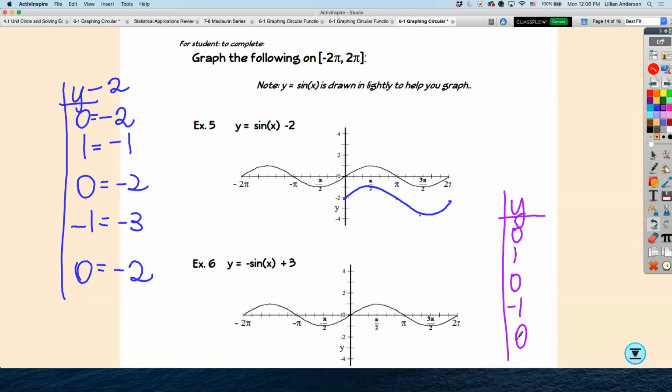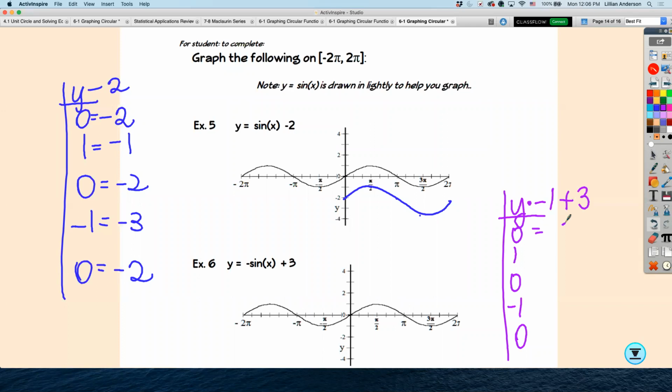I have to flip it. So that means I will multiply all my y values by what? A -1, then add 3. The -1 will reflect it over the x-axis. The +3 will shift it up.